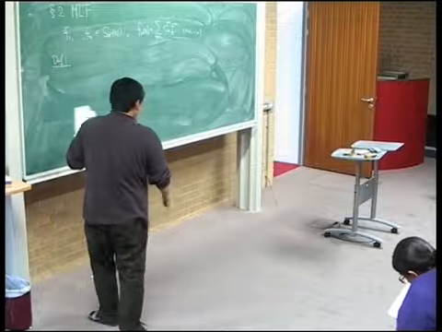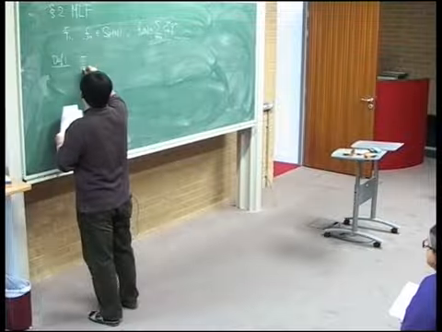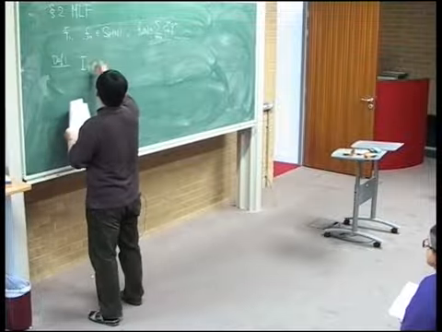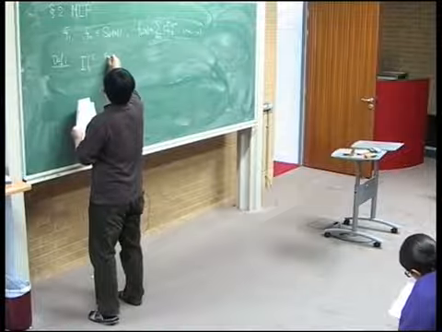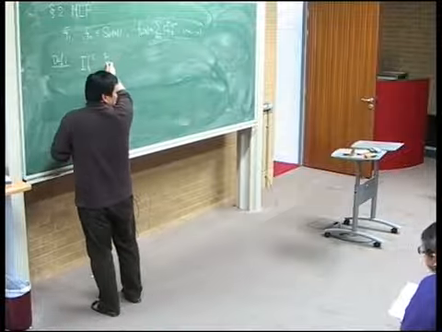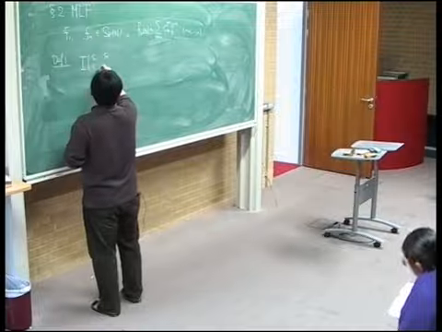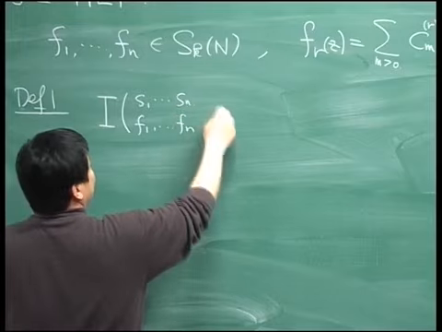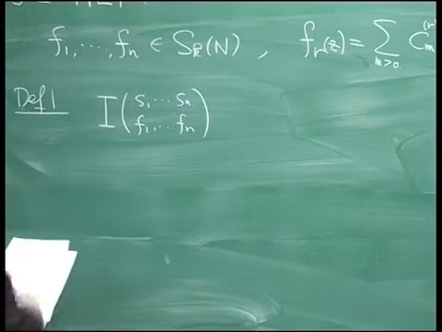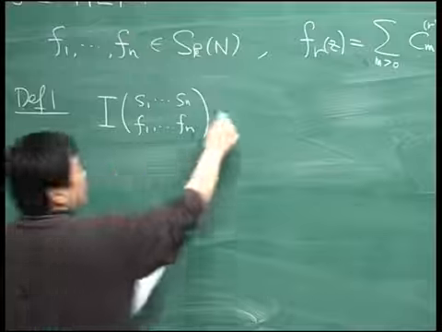First, I define the iterated integral. So actually, this object is defined by Manin. Here we have n complex variables. And the second line is the data of cusp forms.